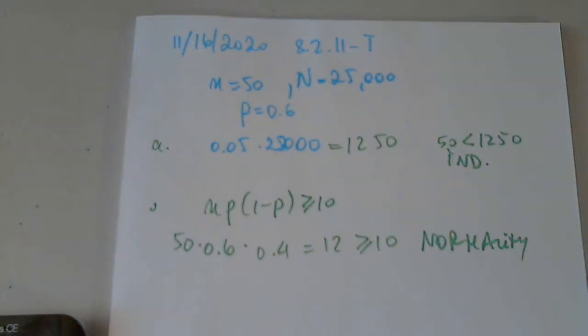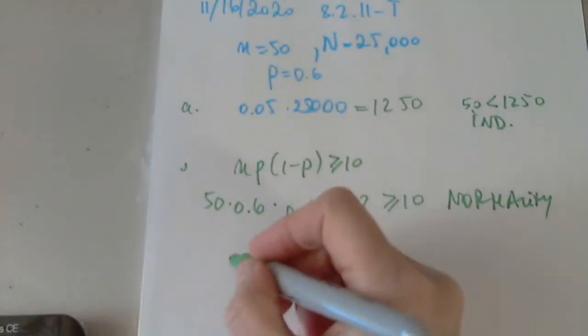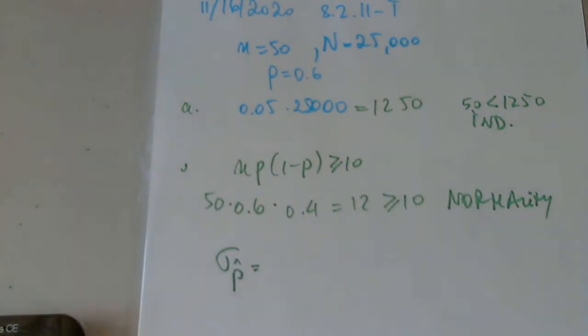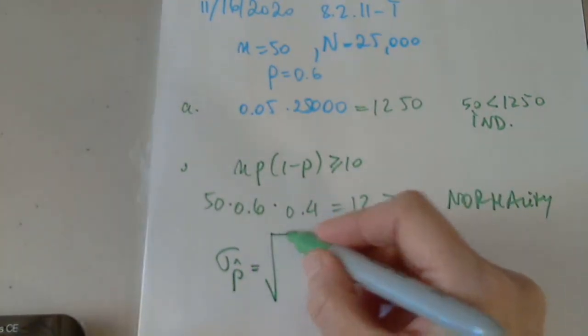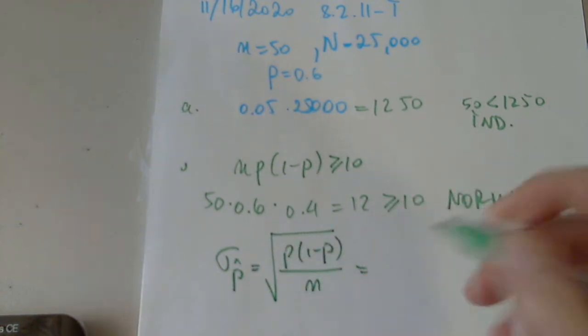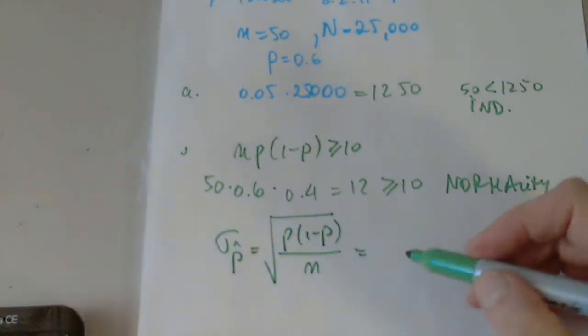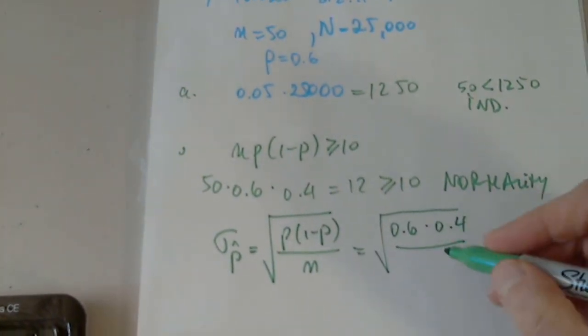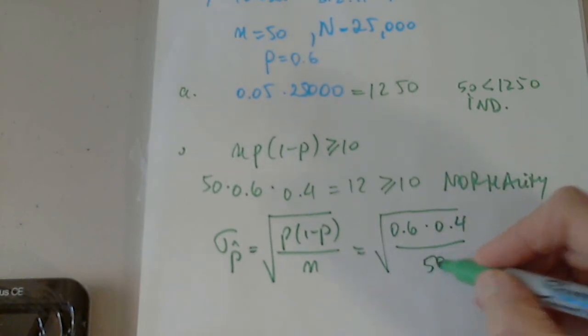Okay, moving on. Determine the standard deviation of the sampling distribution of p hat. So we have to use the formula, which is the square root. So sigma. This was the part I got wrong. So this is the square root of p times 1 minus p divided by n. So that's the square root of 0.6 times 0.4 divided by n, and n was given to us as 50.